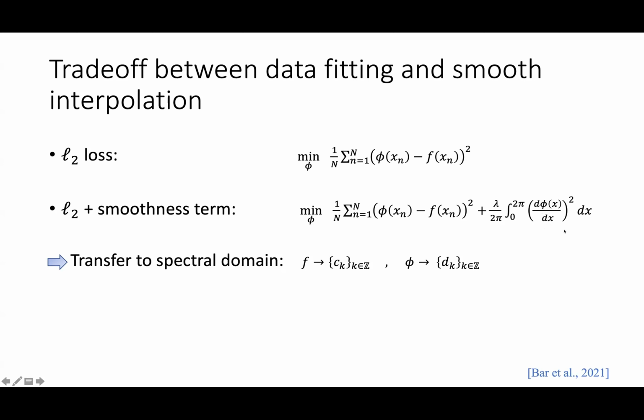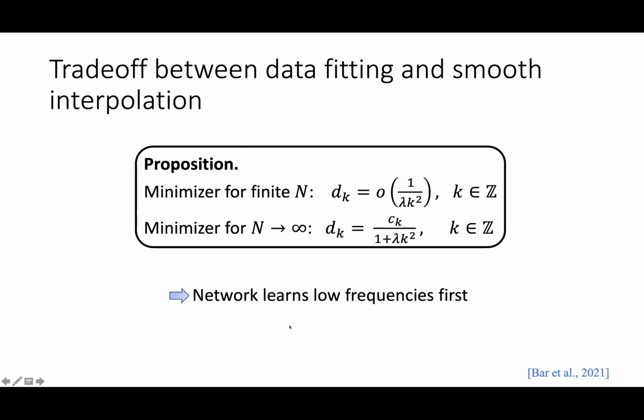Now we can take this term and transfer it to the spectral domain. So if we optimize with respect to a general phi, and we assume that phi can be represented with some Fourier series, and f can also be represented with a Fourier series, we get an optimization with respect to the Fourier coefficients of the network and the Fourier coefficients of the function that we are approximating. And we get this optimization problem, which we can solve with a closed form solution if the number of samples goes to infinity. In this case, the coefficients dk scale as ck, which is the coefficient of the function that we're trying to approximate, divided by 1 plus lambda k squared. And for finite n, we can prove that it's of order 1 over lambda k squared.